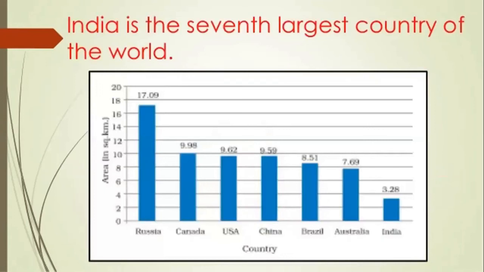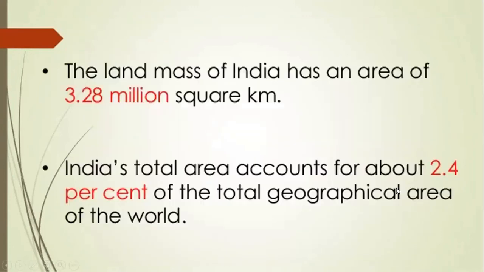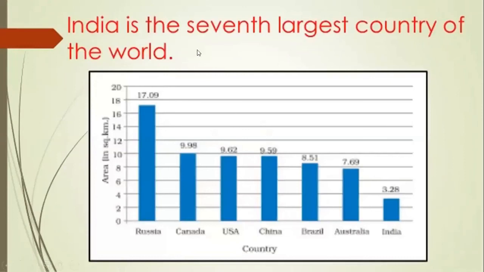Now this is a very interesting bar graph. What do you see in this bar graph? You have names of some countries here, and you have their area in square kilometers. Since we are 3.28 million square kilometers, you will see that we are just after Australia. It's us. And Australia by itself is a continent. So we are the 7th largest country of the world.